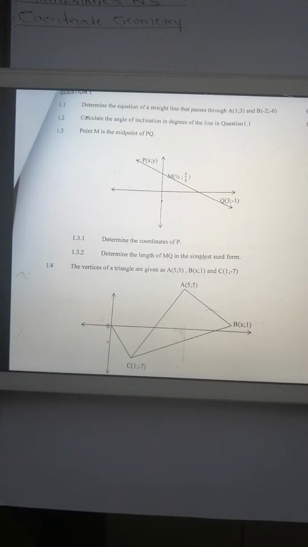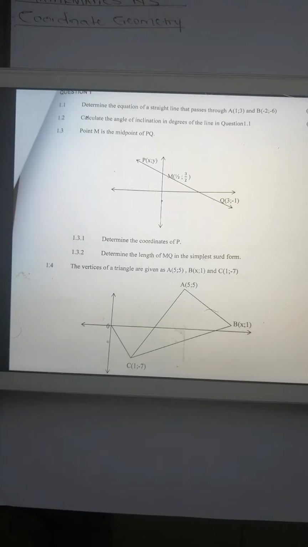We are doing mathematics and coordinate geometry. We are given a question here whereby question 1.1 says determine the equation of a straight line that passes through A and B. 1.2 says calculate the angle of inclination in degrees of the line in question 1.1.